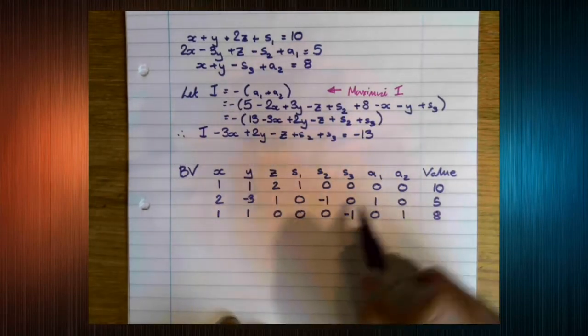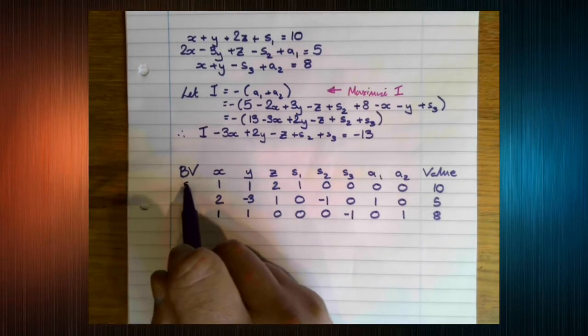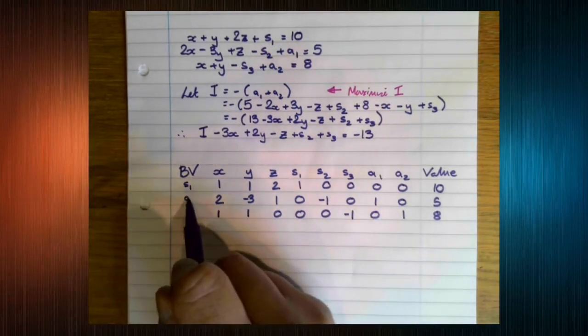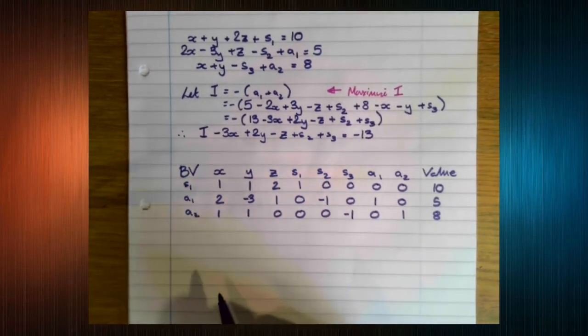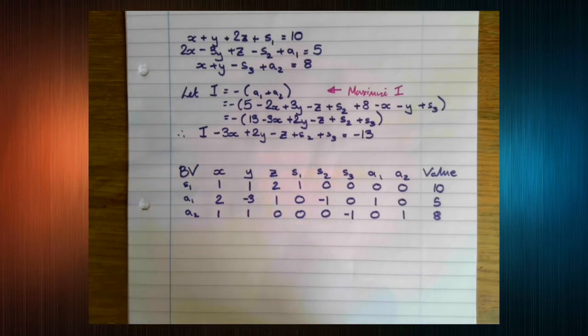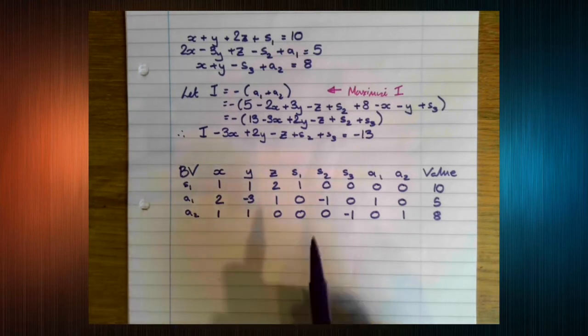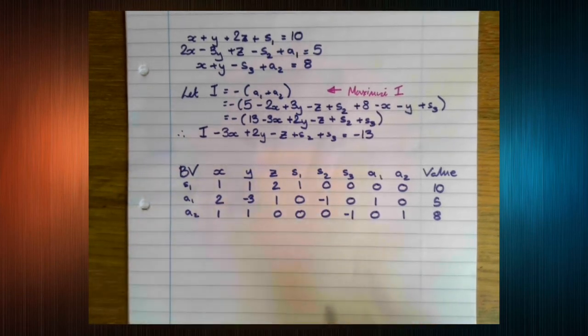And now we can see what our basic variables are. First row is s1, second row is a1, third row is A2. Now this is where things get a little bit weird. We need to include our P function in our table, because while we're changing the rows and columns to maximize I, we are also changing P as we go. You don't have to have P all the way through, but you're going to have to change it anyway, and it's just easier if you have it there from the start.